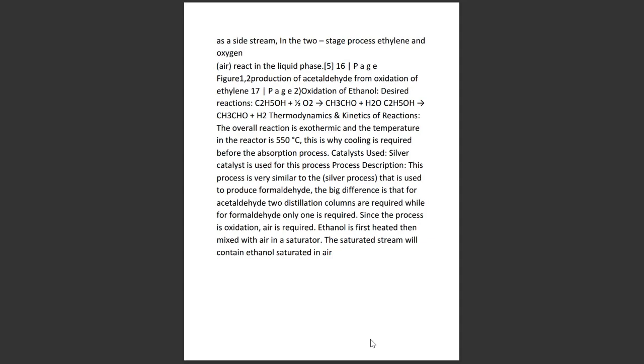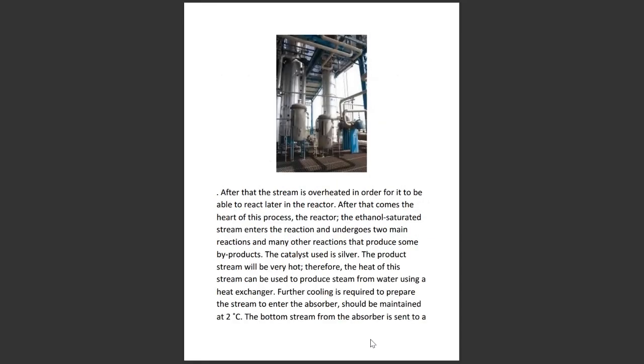Air is required. Ethanol is first heated, then mixed with air in a saturator. The saturated stream will contain ethanol saturated in air. After that, the stream is overheated in order for it to be able to react in the reactor. After that, the heart of the process, the reactor: the ethanol saturated stream enters the reactor and undergoes two main reactions, along with other reactions that produce some byproducts. The catalyst used is silver.